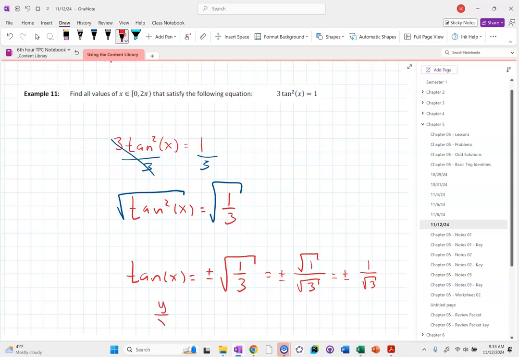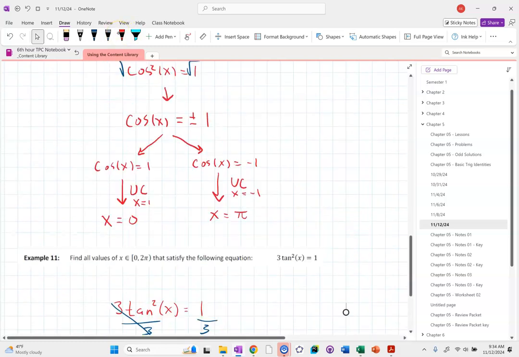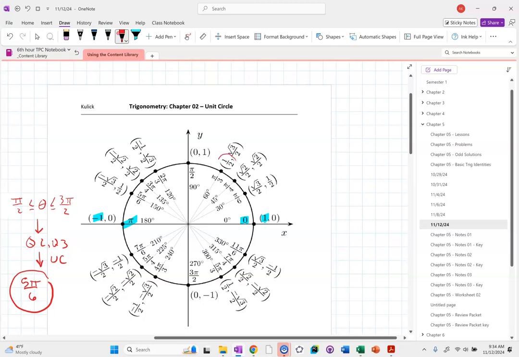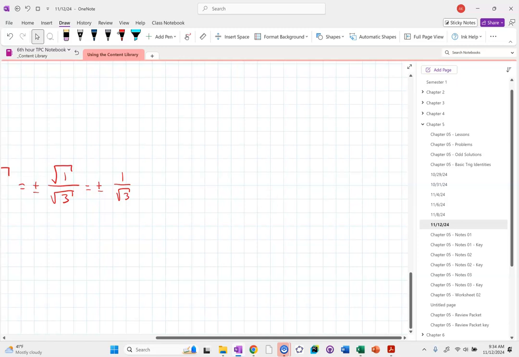And I know tangent is y over x, right? So if I look at my unit circle, there's no place on the unit circle where the y-coordinate is 1 and the x-coordinate is square root of 3. But I do see a place where the y-coordinate is 1/2, and the x-coordinate is square root of 3 over 2. So I can make that work with what I got, if I just multiply the top and bottom of this by 1/2.